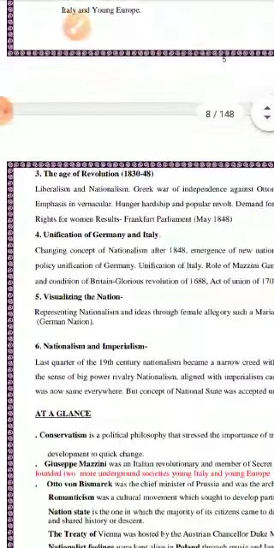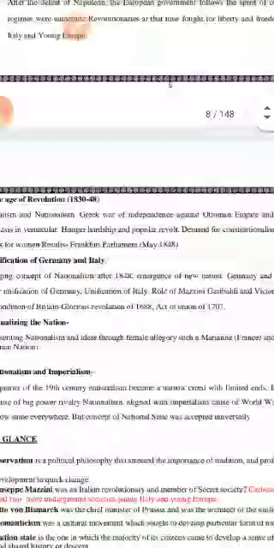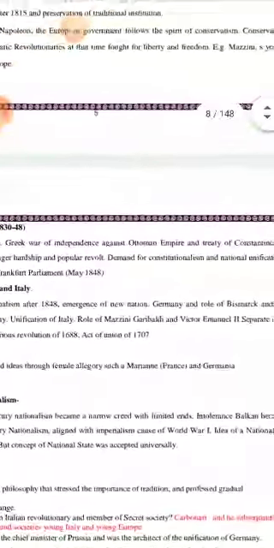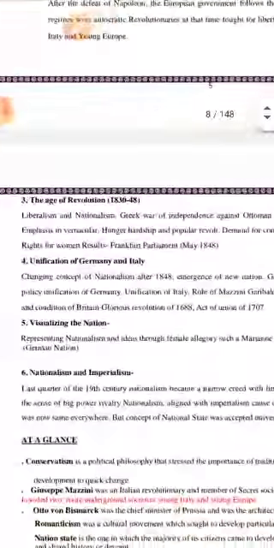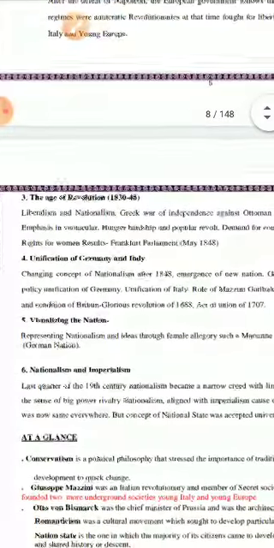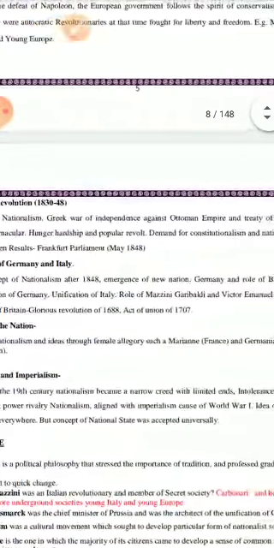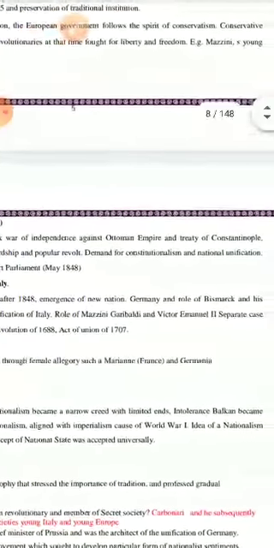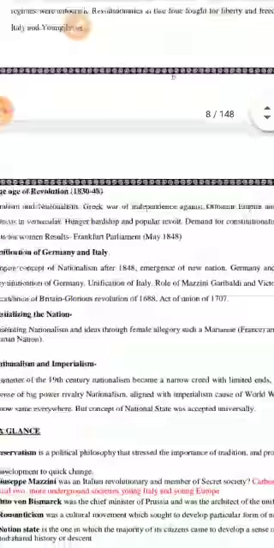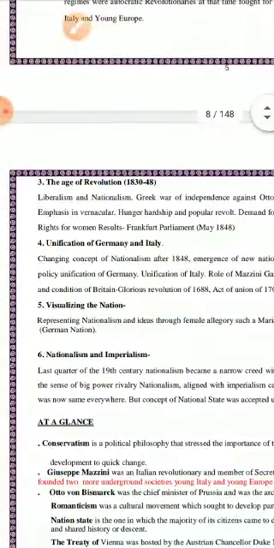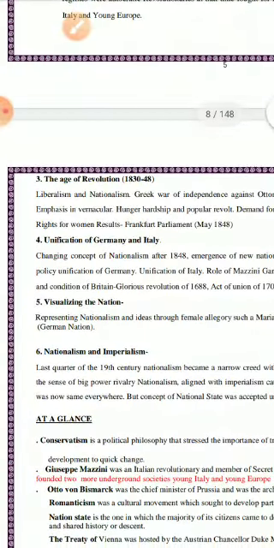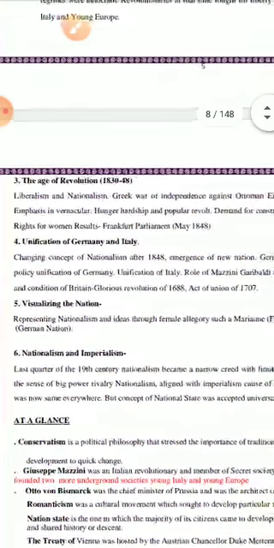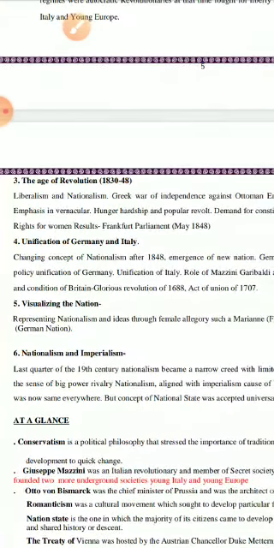Then the third point, the age of revolution 1830 to 1848, liberalism and nationalism. Greek War of Independence against the Ottoman Empire and the Treaty of Constantinople. Then emphasis on vernacular language, hunger, hardship and popular revolt. Demand for constitution and national unification. Rights for women. Result: Frankfurt Parliament in May 1848.